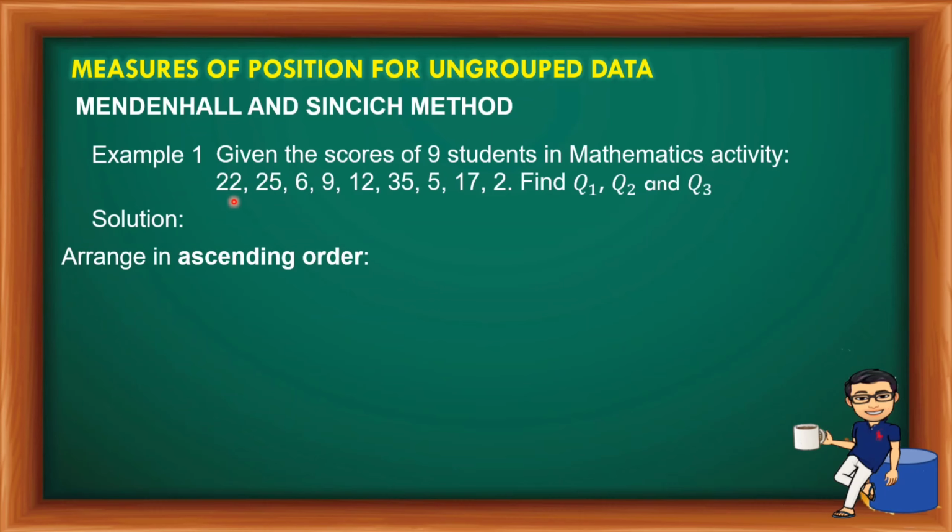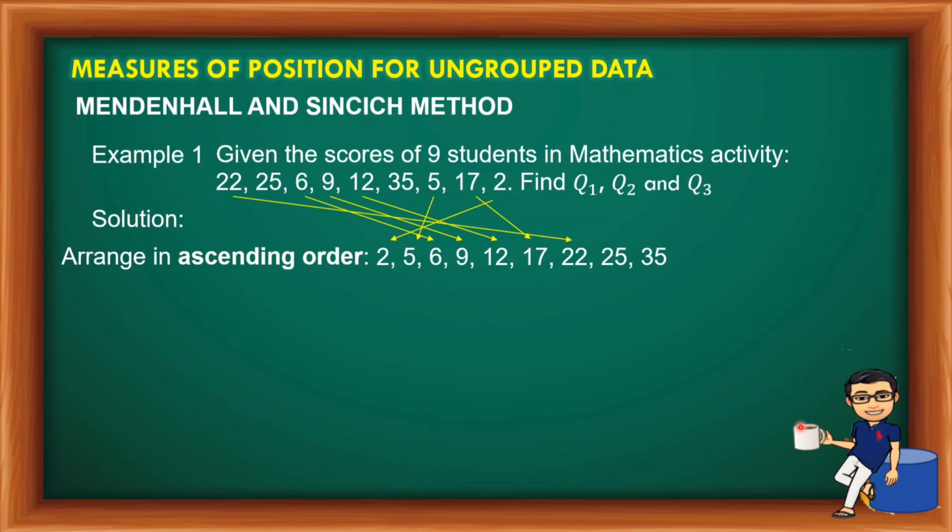Mapapansin nyo, ang given natin hindi naka-arrange sa ascending order. So i-arrange natin yan in ascending order at ito yung result. Syempre mauna yung 2, sumunod yung 5, sumunod yung 6. Kasi nga ascending, we have 9, then next is 12, sumunod 17, then we have 22, 25, and 35. So that's the first thing that you need to work on. Arrange the data in ascending order.